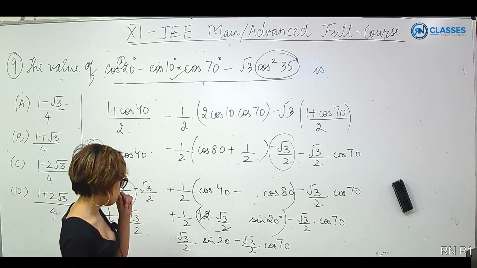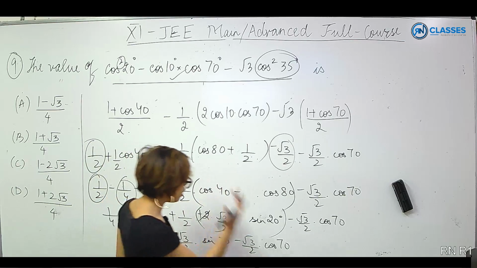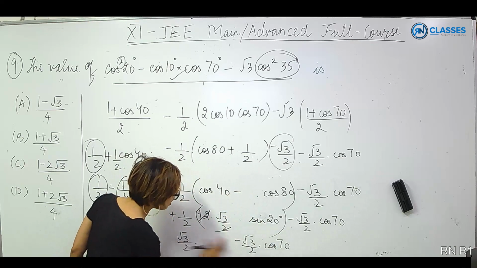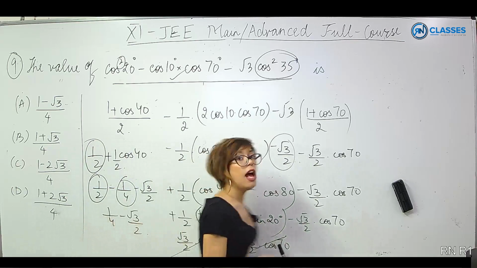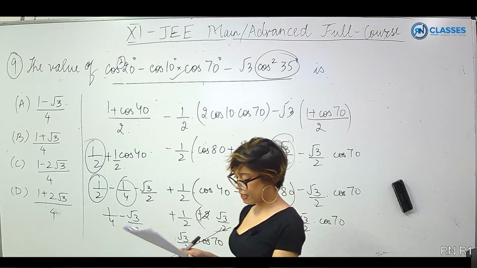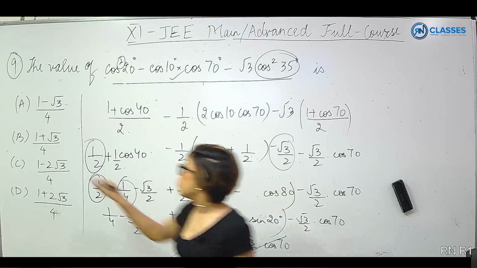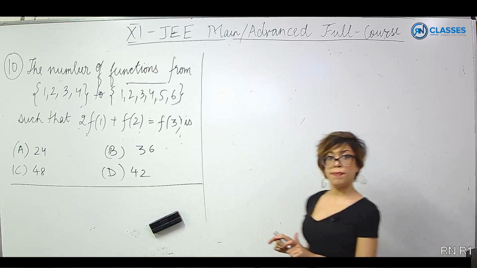Sin, cos, different trigonometric function. Change one to another. So maybe I'll change sin to cos. So this is cos 70. Same, cancel. Answer is 1 by 4 minus root 3 by 2, or we can say the answer turns out to be option. Alright, on to the next question.